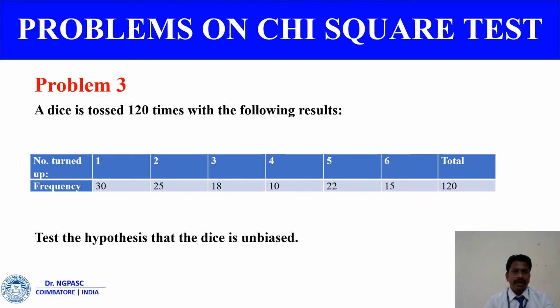Next, problem number 3. A die is tossed 120 times with the following results. Number turned up 1, the frequency 30; 2, the corresponding frequency 25; 3, the corresponding frequency 18; 4, 10; 5, 22; 6, 15. The total number of dice tosses is 120. Test the hypothesis that the die is unbiased.